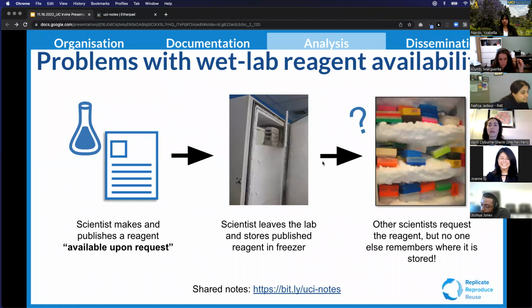Some of the problems that we see related to reproducibility and reagent availability is oftentimes people will publish a paper that says their materials are available upon request. But as we all know, people move from institution to institution, they move on to new projects, and where that reagent or other material is located, sometimes that information gets lost over time. So even if a request comes in, even though there's an intention to share it, it's not always possible as time goes by and records are lost.